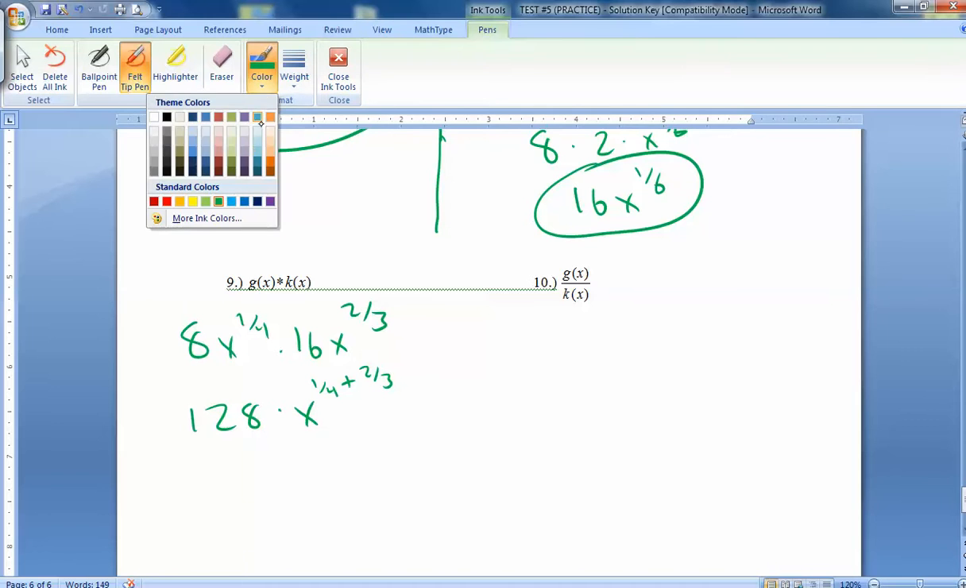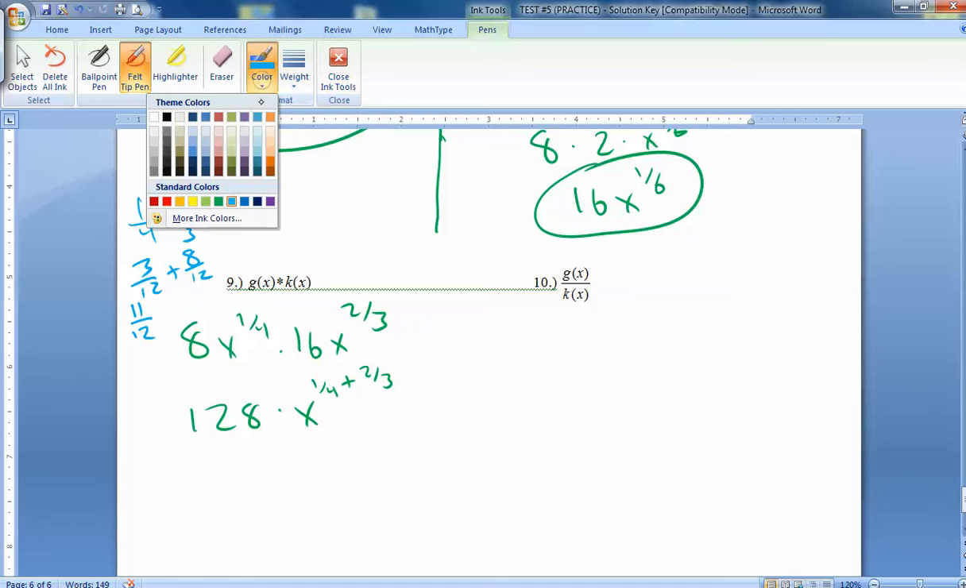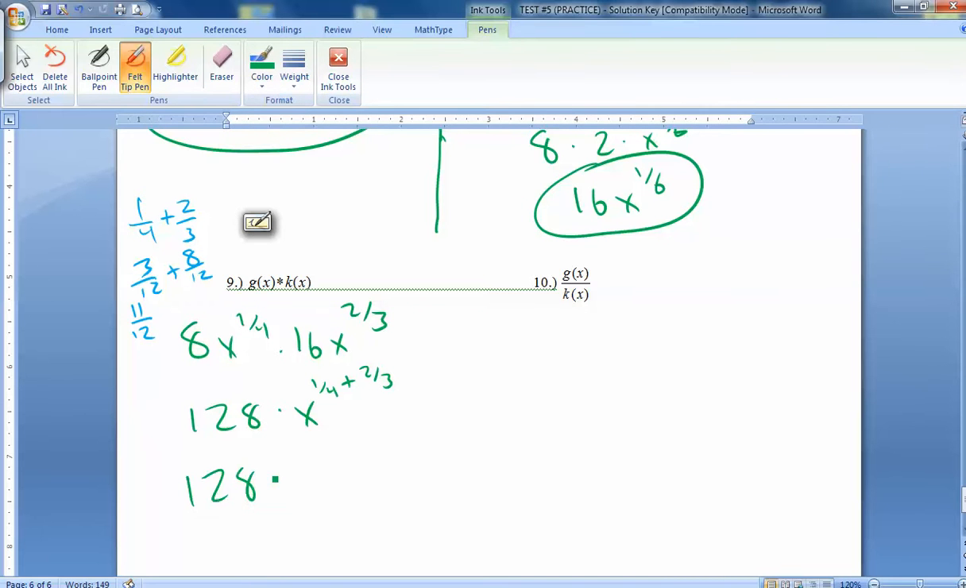Well, off to the side here, 1/4 plus 2/3. I'm sorry, this is getting really annoying. Okay, 1/4 plus 2/3, that's 3/12 plus 8/12, which should be 11/12. So you get 128 x to the 11/12.